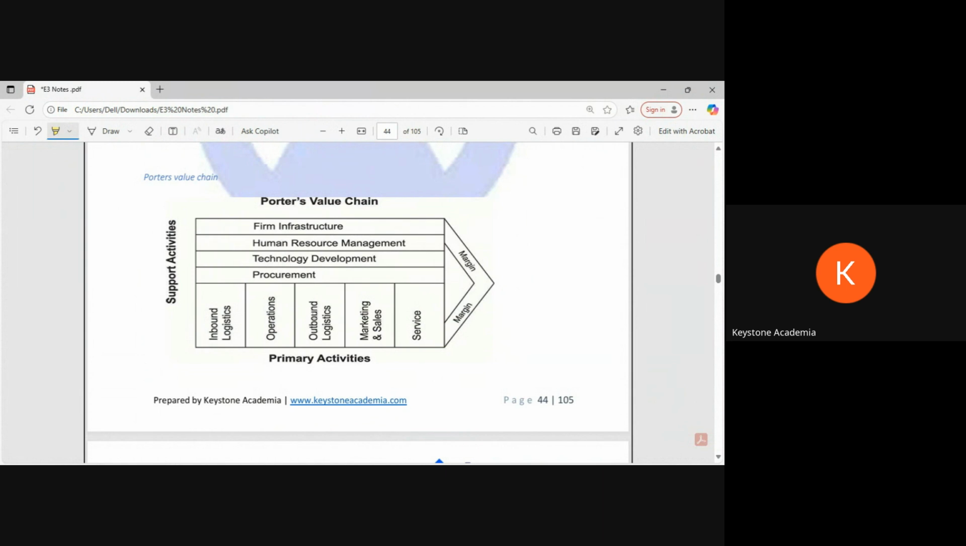Usually we just talk about the primary, but imagine if we just invest in technology as a whole. Don't you think that the business model can grow, or the value of a company can grow, right? So that is more like a support activity.